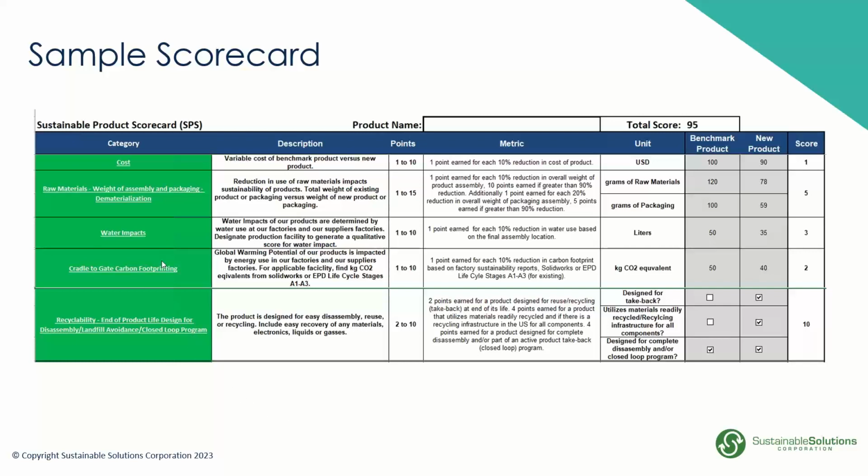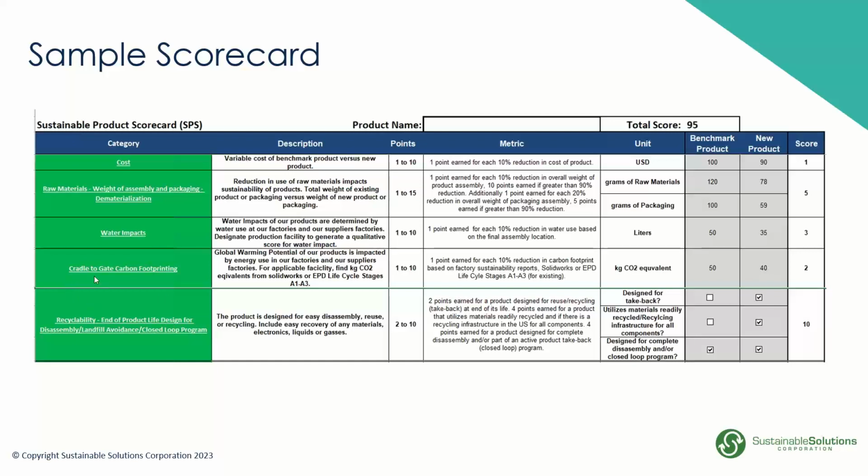And what we do is we look at different categories that are really important to the company in terms of how they want to focus in terms of the product category, like things like cost and looking at reducing raw materials by dematerialization or using alternate materials. If this was something that used water, we would want to figure out how in the use phase we can reduce those water impacts, or if it takes a lot of water to manufacture, what can we do there?